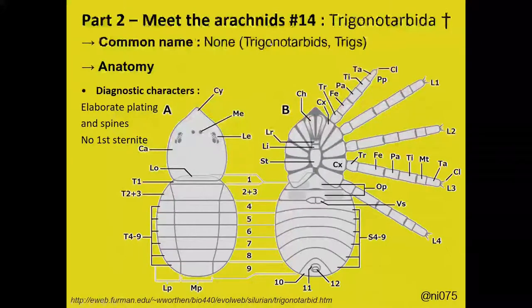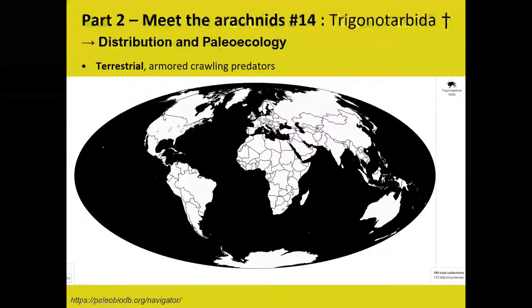So next one are more well known, probably the most known extinct arachnid, the Trigonotarbids. They have a very elaborate abdomen. This is quite schematic, but you can see the numerous plates and small chelicerae and robust legs. So way more fossils found in the same localities. As you can see, there are about 173 fossils.